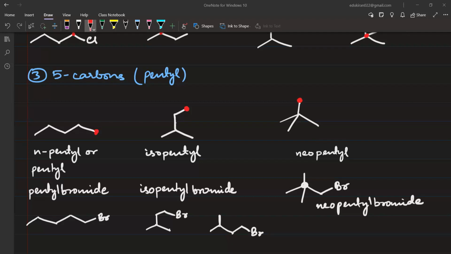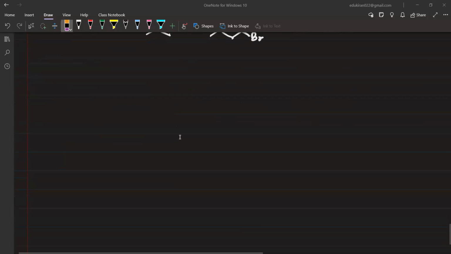You'll have to train your eyes in order to identify it very quickly. It is going to take time right now, but as soon as you see neopentyl, you should know what neopentyl is. Maybe you cannot identify it when you see the structure, but when the name is given, isopentyl, neopentyl, n-pentyl, or tertiary butyl, you should be able to understand what the structure is. I will do just one question right now, and then I will end this class today.